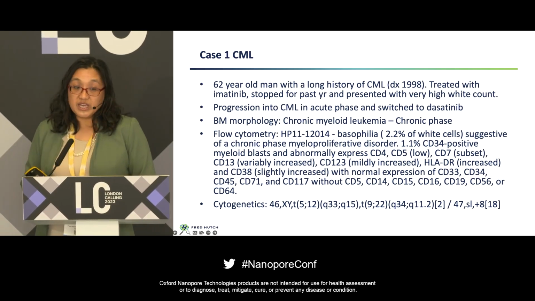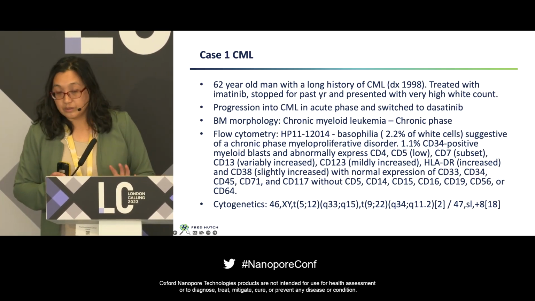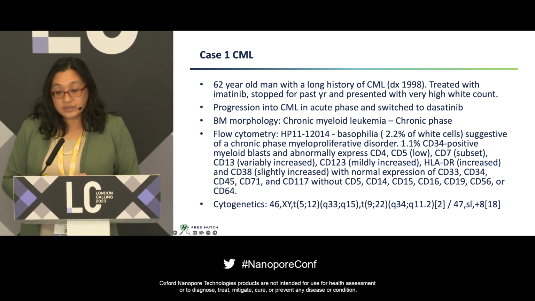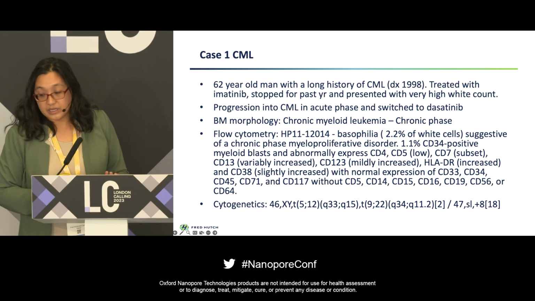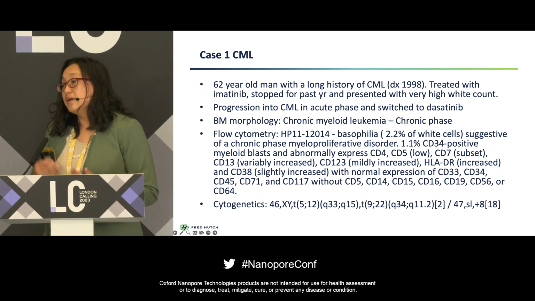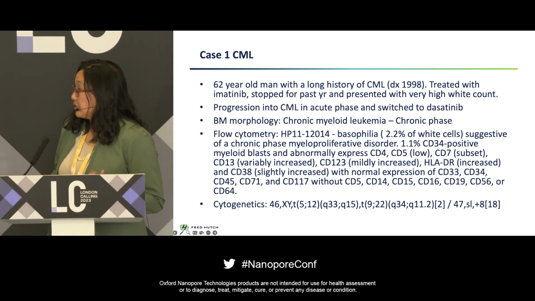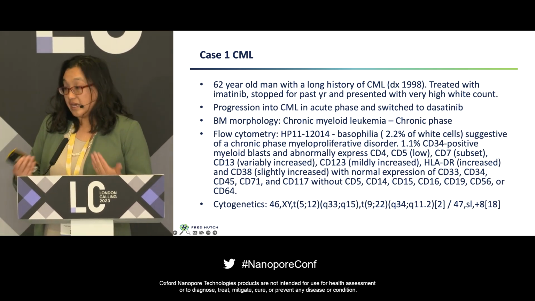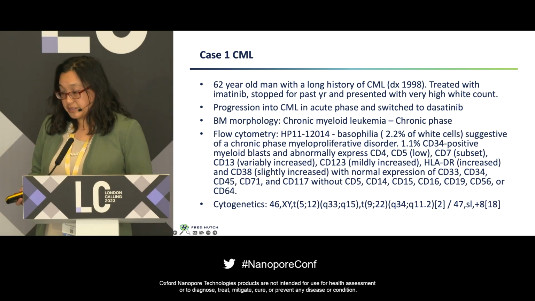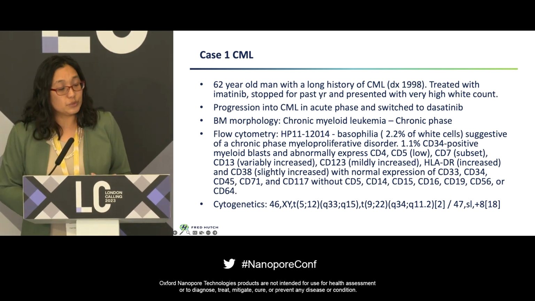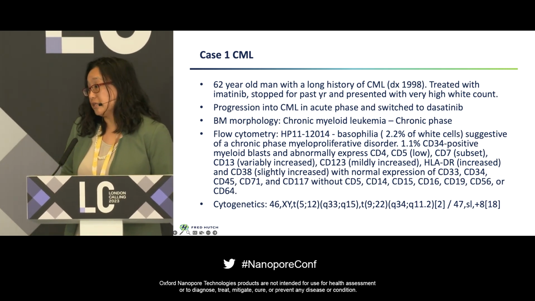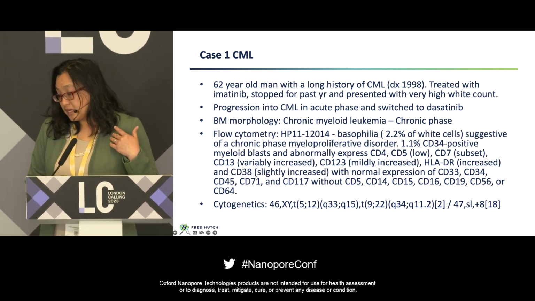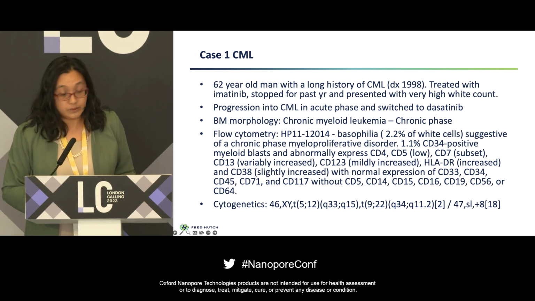And so I'm going to go through 3 cases in the next few minutes here. So I'm going to go kind of quick. Our first case is a chronic myeloid leukemia patient. This is a 62-year-old man. He has a long-standing history of CML. However, he was treated with imatinib. That's a first-generation TKI. He stopped for a year, and he came back with a very high white count, not surprising. He actually progressed into acute phase and was switched to a second-generation tyrosine kinase inhibitor, dasatinib. And he actually progressed in cytogenetics as well.